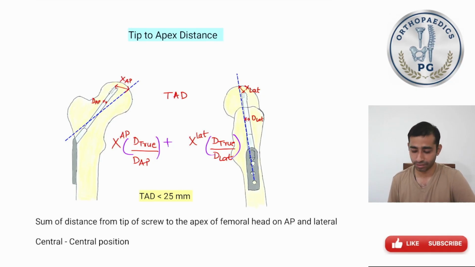The ideal tip apex distance is less than 25 mm. And the tip apex distance method emphasizes a central position of the lag screw. That is, central position in the AP view and central position on the lateral view.